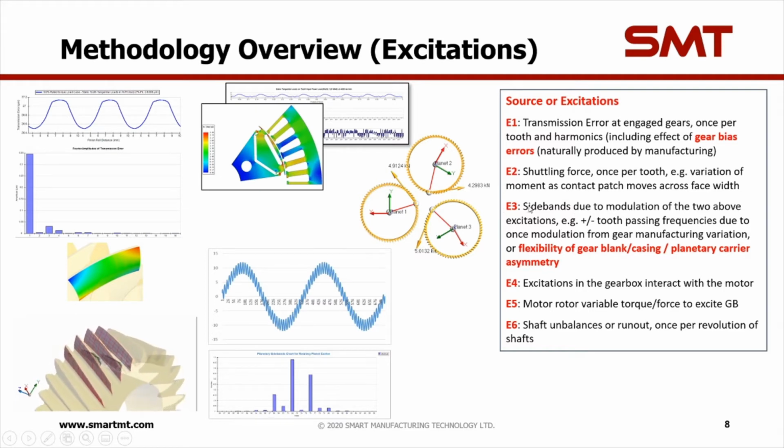A third excitation can be sidebands. In this case you will need to use MASTA's advanced system deflection module. This is a modulation of either shuttling force or transmission error and produces orders either side of the tooth passing frequency. This can be due to manufacturing variation or asymmetrical stiffness of the components.